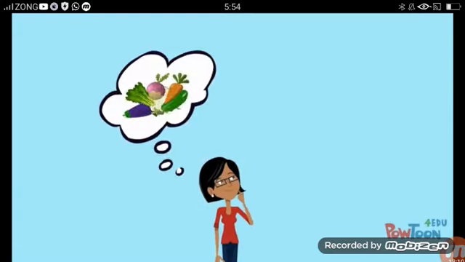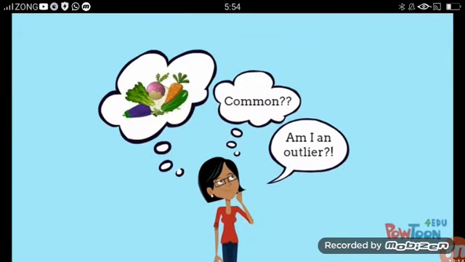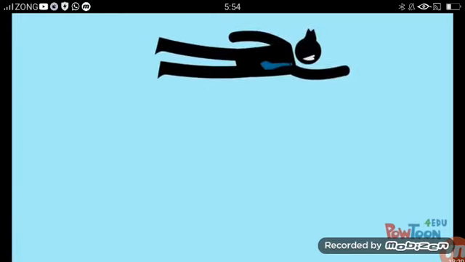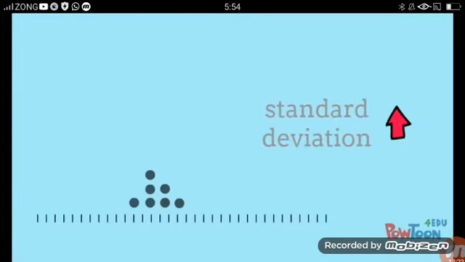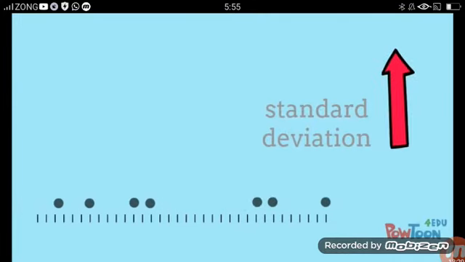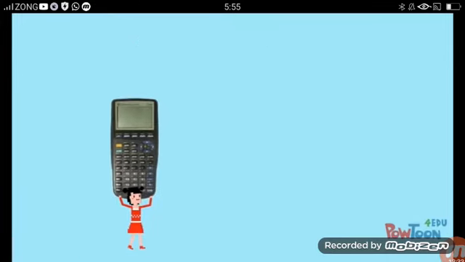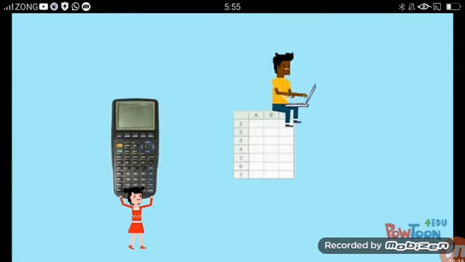How many vegetables do you have in your fridge? Is that a common amount, or are you an outlier? You can use standard deviation to know whether someone's behavior is normal or extraordinary. Standard deviation, often calculated along with the mean of a data set, tells us how spread out the data is. It is used for data that is normally distributed and can be easily calculated using a graphing calculator or spreadsheet software, but it can also be calculated with a few math operations.